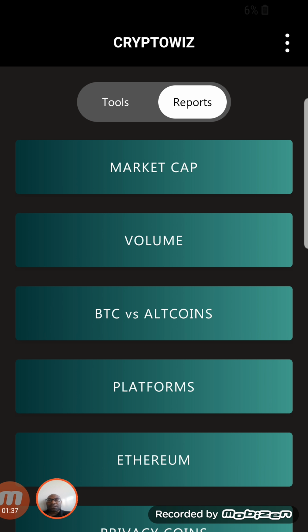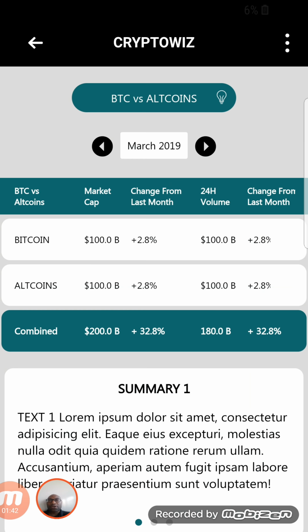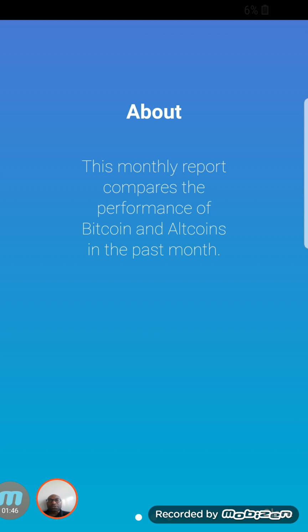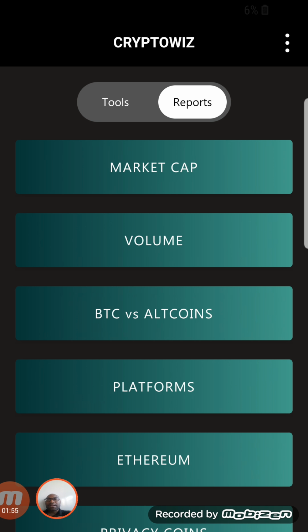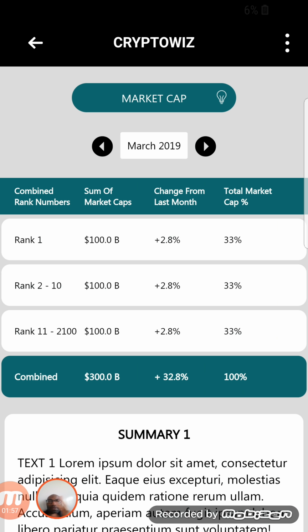report should be read. I'm going to click on, for example, the Bitcoin versus altcoin report, right? A totally different one. Once I click on the button, you'll see that there's a different explanation about how that specific report should be used. So I'll just go back now to the market cap. So that's the first section at the top.